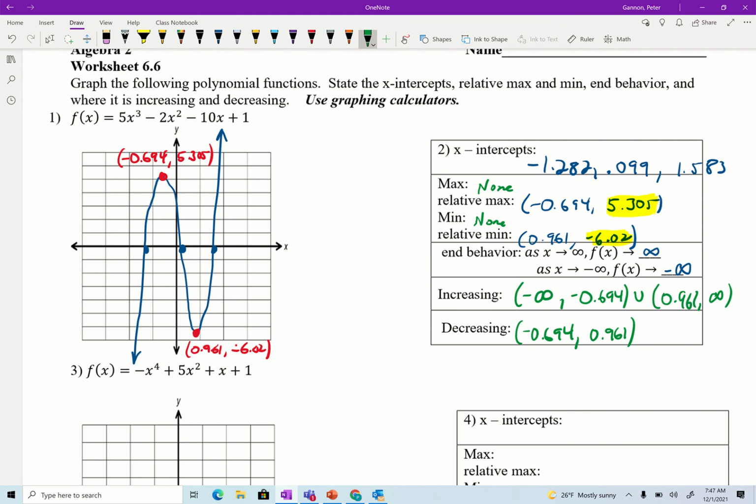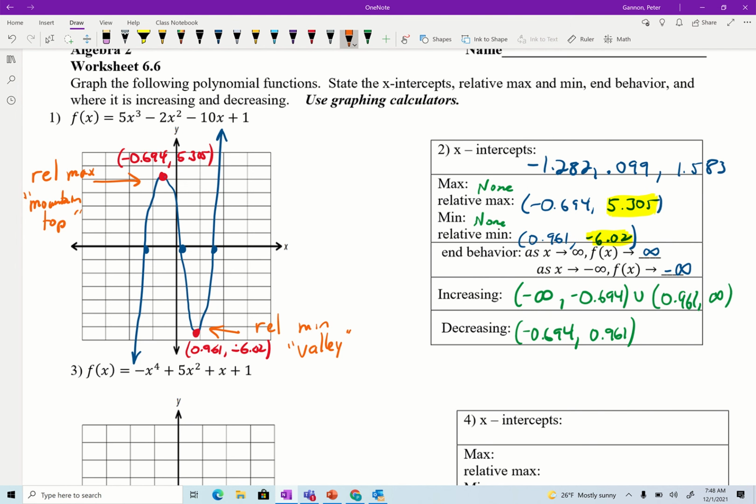One way to think about these relative mins and relative maxes, all right, a relative max, which is what we have right here, is going to look like a mountaintop. This point down here, which is a relative min, is going to look like a valley. So mountaintops are relative maxes, valleys are relative minimums. Now, if that point happens to be the lowest point or the highest point on the entire graph, then you would also identify it as a true max or true min.